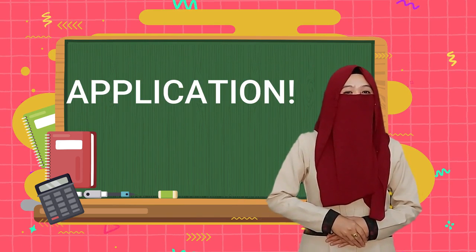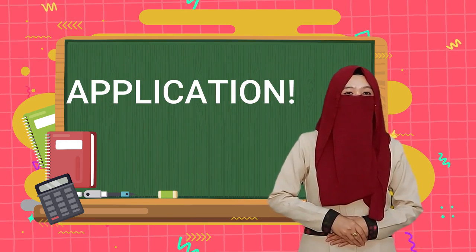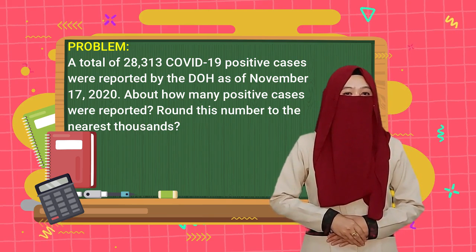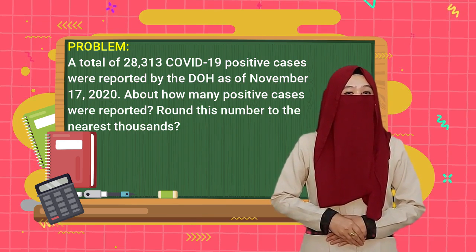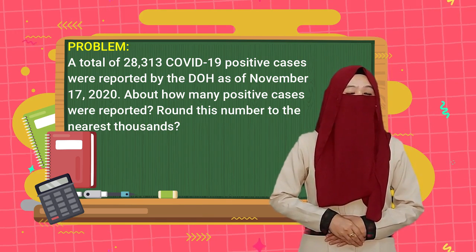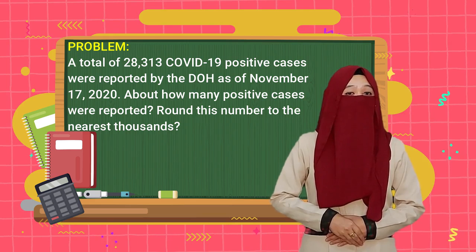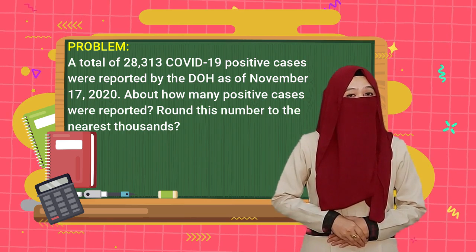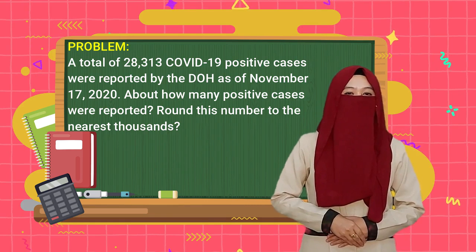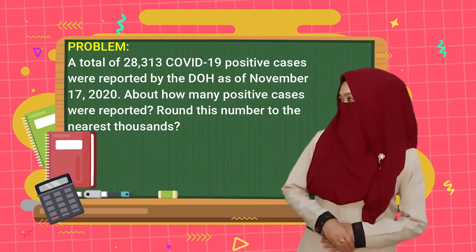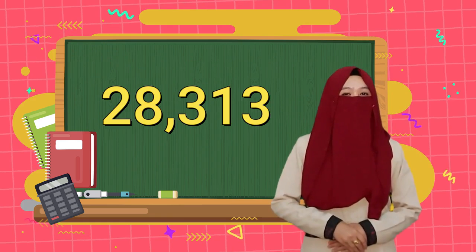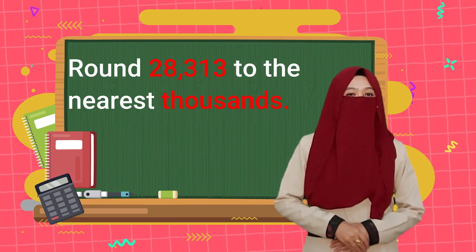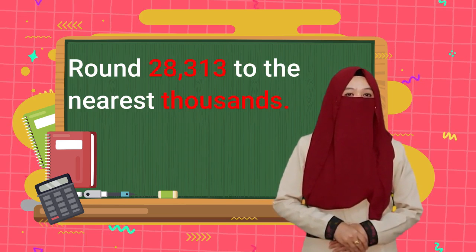Now, let us apply the steps of rounding of numbers on this problem. A total of 28,313 COVID-19 positive cases were reported by the DOH as of November 17, 2020. About how many positive cases were reported? Round this number to the nearest thousand. In this problem, we have 28,313. Round off 28,313 to the nearest thousand.